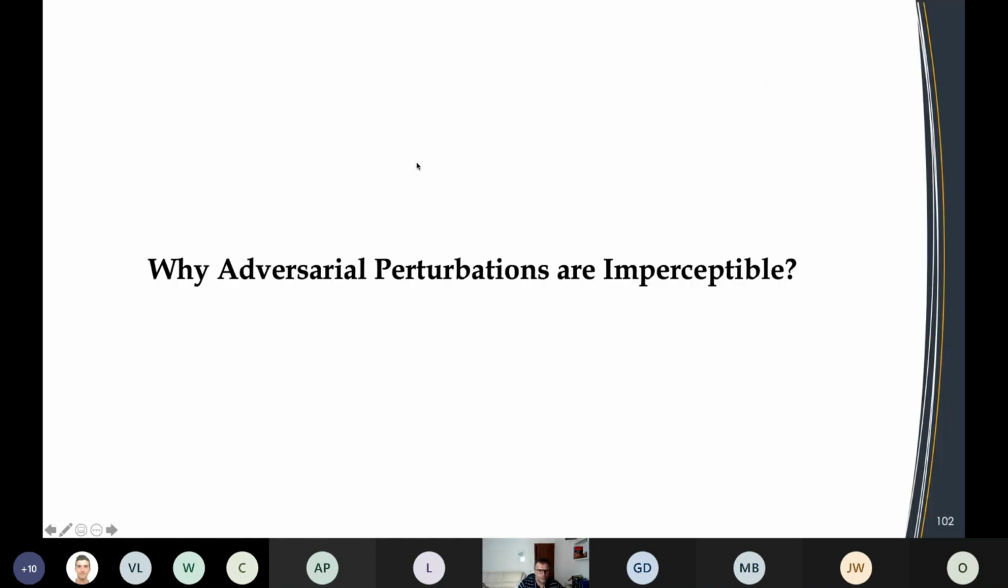Okay, I think this is all for this part. Let me check. Okay, so now this question on why adversarial perturbations are imperceptible.